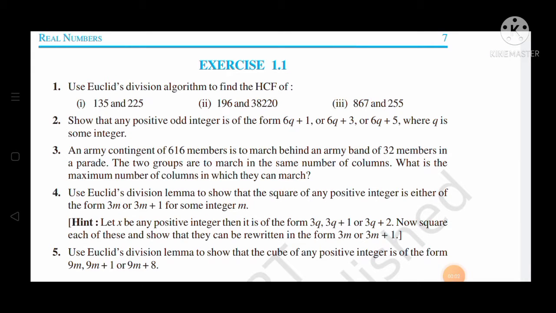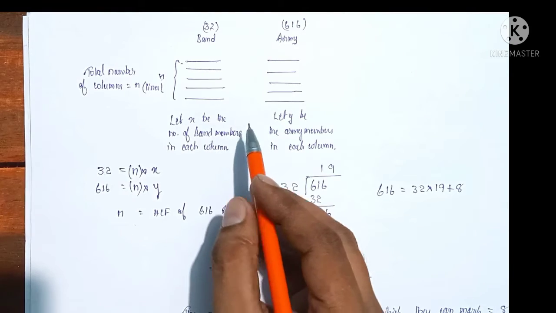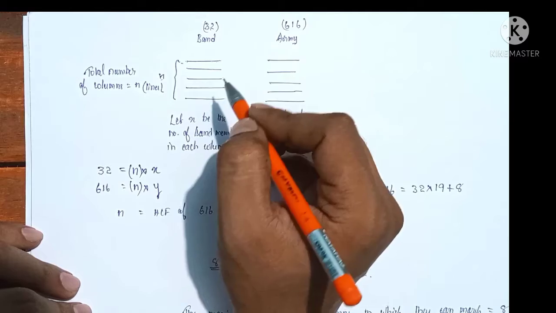What is the question? An army contingent of 616 members is to march behind an army band of 32 members in a parade. The two groups are to march in the same number of columns. What is the maximum number of columns in which they can march? Okay, let's go to the solution.